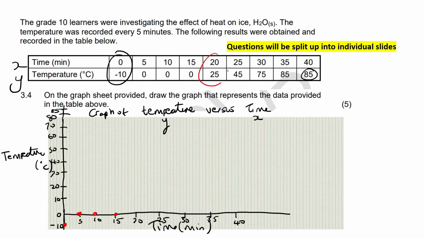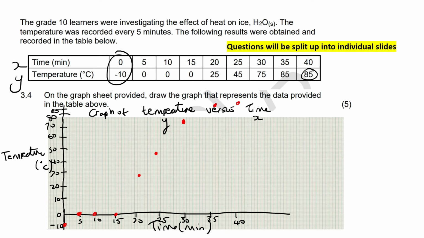Then 20 and 25. So 20 and 25 would be there, because that's 25, right? Then 25 and 45. And then 30 and 75. And then 35 and 85. You would never do it above that, but I'm just quickly doing it freehand so you can just see how it all works.